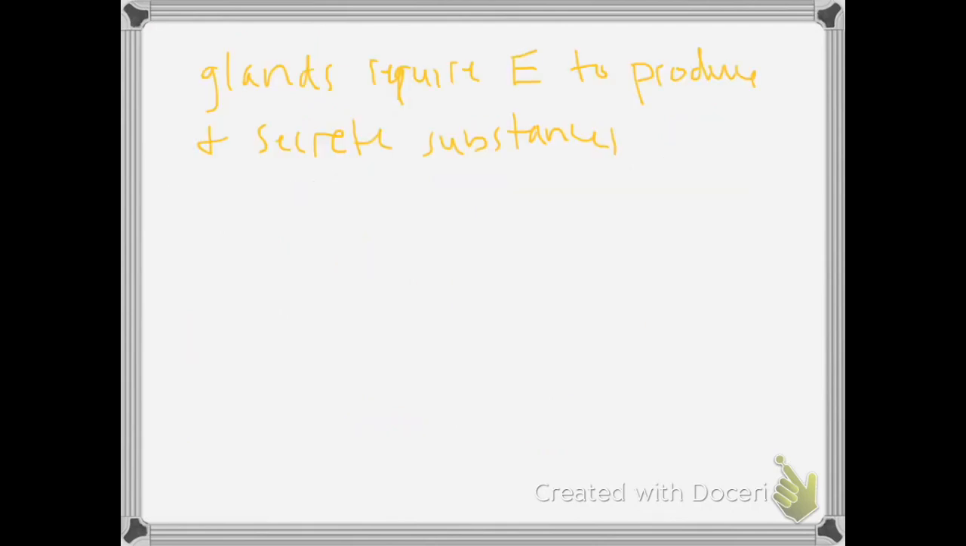So to produce and secrete whatever they're making requires energy. So, energy and secretion. What does that sound like? Moving something from inside the cell to outside the cell using energy. I'll give you two words to think about. Cellular secretions use the process of exocytosis. And if you want to go a step further, you know it requires energy, so we can say this is an active transport process.